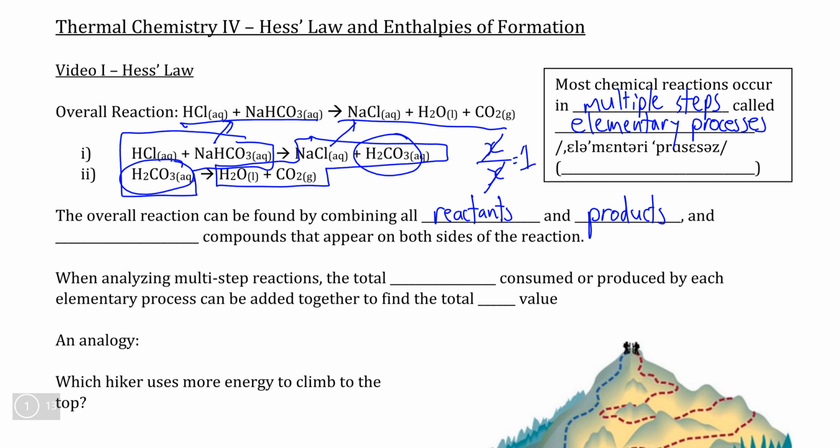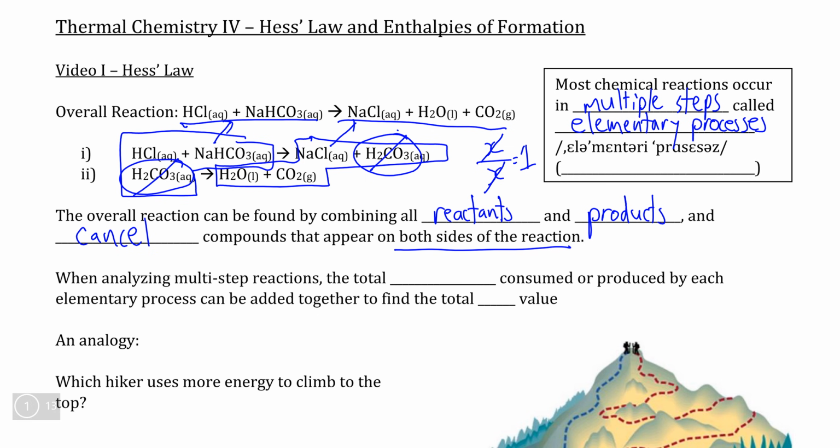So what we can do in chemistry is the same thing. If a compound appears on both sides of the reaction, we can actually cancel that compound here because H2CO3, carbonic acid, is immediately consumed in the next step and breaks down into carbon dioxide and water. And then if we add these two together, we see that we get our overall reaction.